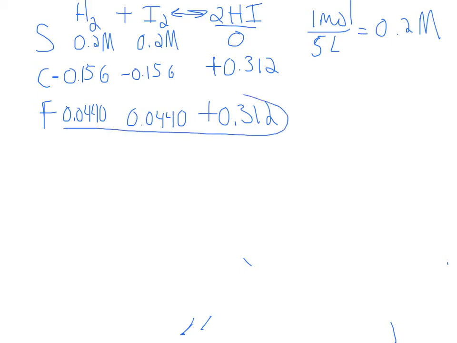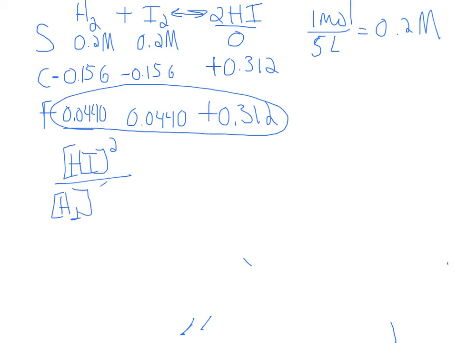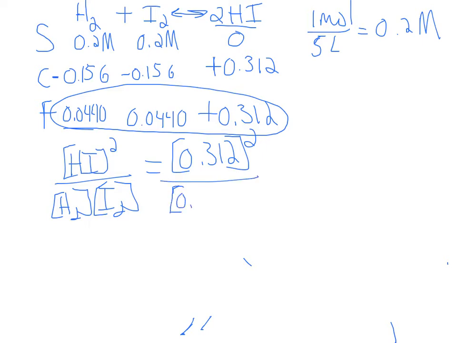And then from here we can go ahead and plug in, these are our final values. That means once they're at equilibrium, we're going to plug it into our equilibrium expression, which is HI, squared because there's 2 HI, over H2 times I2. Okay, so we can plug these values in here, 0.312, and then we got to square that, over 0.0440 times 0.0440, or just that squared is fine, and that gives us a constant of 50.3.